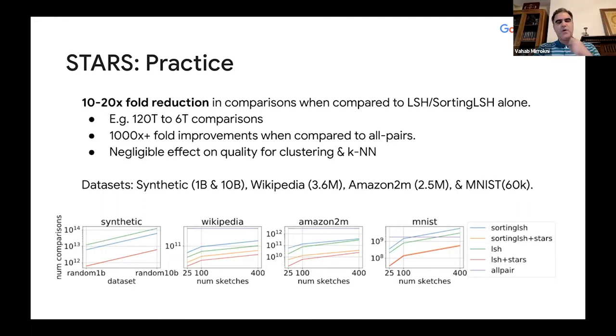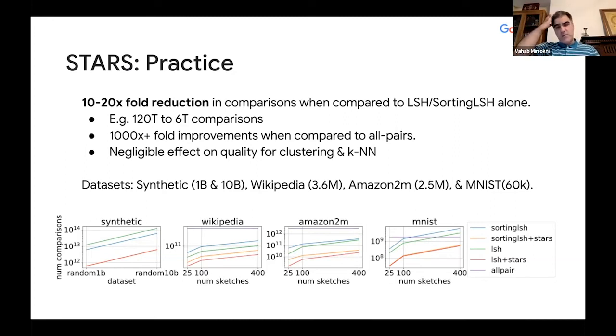Based on this two-hop spanner, we can build graphs where we can get maybe a 10 to 20x fold reduction in the number of comparisons that we have to do. And these comparisons could be, for example, running a maybe costly deep learning model or a random forest model on these pairs of nodes. So this big improvement in the number of comparisons gives us reasonable improvement in the running time of the algorithm.